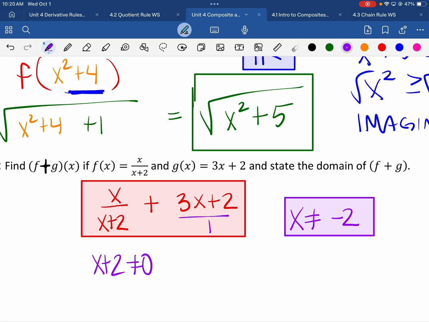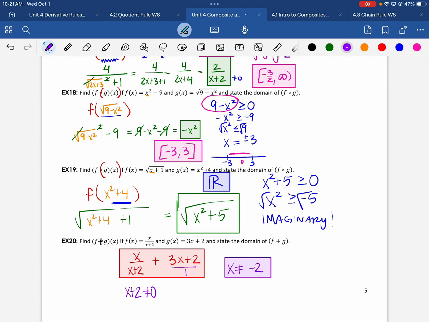And this is not a composite, so there's not an inside function I have to check. So when you're doing the pluses and the minuses and the multiplying and things like that, you just find your new function and check the domain of it. There's no inside function that got put in that you have to also check. That's only for composites. Does that make sense? Okay, so I just wanted to make sure that you know the difference between the pluses and the minuses versus the composites that we did for the majority of today.